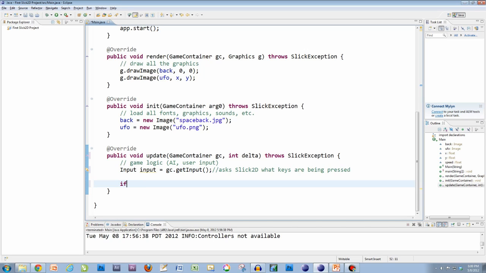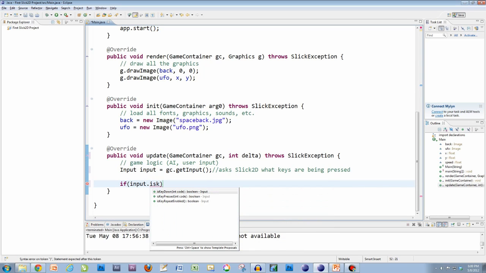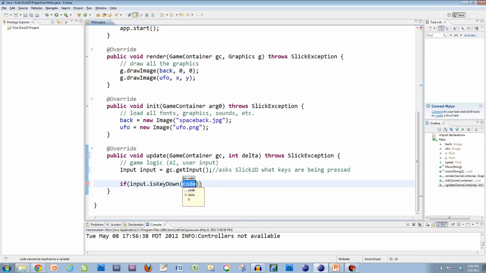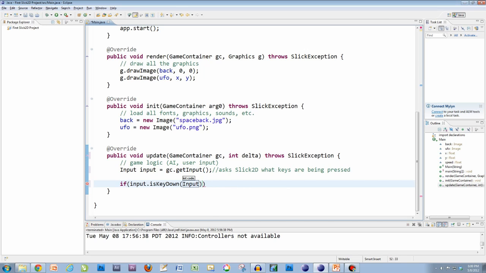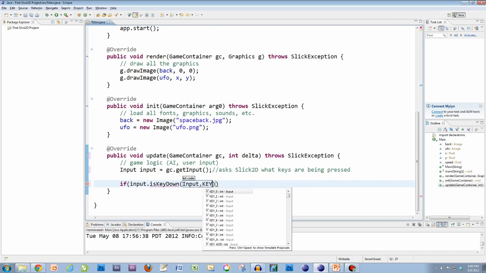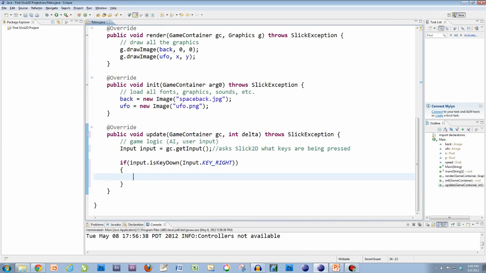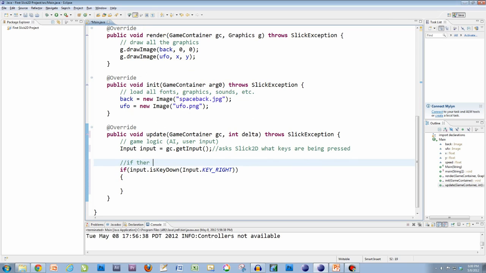So I'm going to say if input dot isKeyDown. Okay? And then I'm going to say capital Input dot, and here's where I choose what key I want. I know that it's going to be Input.KEY_RIGHT for the right key. So this is saying if the right arrow is being pressed. All right.